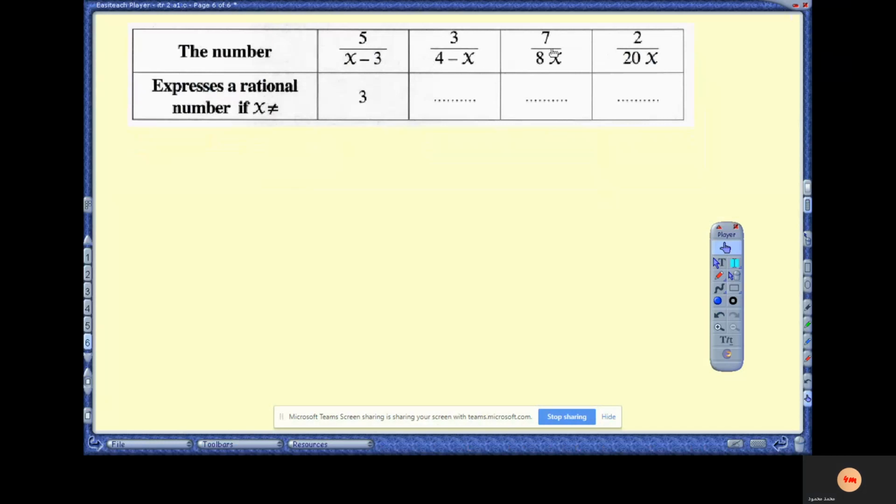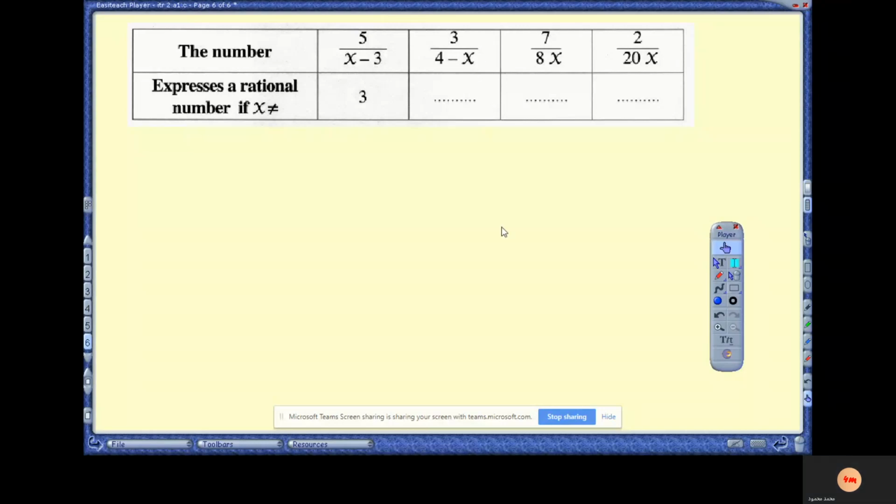We have 4 numbers. Express a rational number if x not equal what? In the first one, 5 over x minus 3, it's a rational number if x not equal 3. Why? You make x minus 3 not equal 0, and you will get x not equal 3.